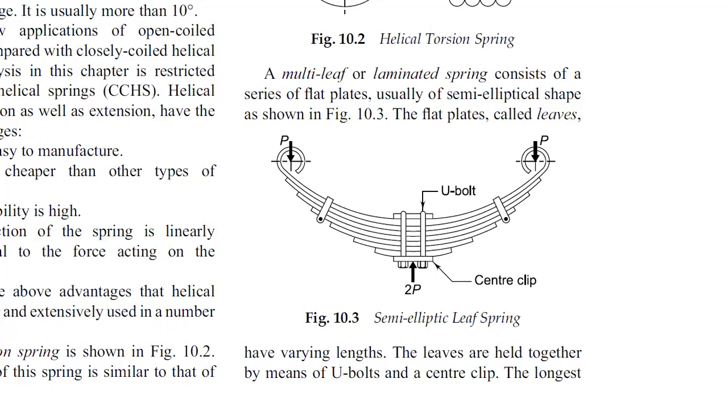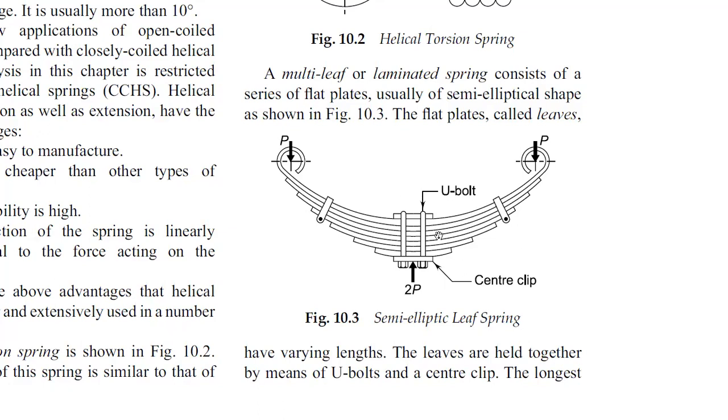So this kind of multi-leaf or laminated spring consists of a series of flat plates like this, as you can see over here. These flat plates are usually in a semi-elliptical shape, right? These plates are called leaves, which have different lengths. As you can see, the upper leaf has the maximum length, and then continuously the length of the leaf decreases. And the last one is the shortest leaf among all the leaves.